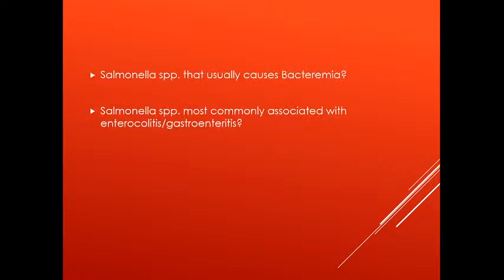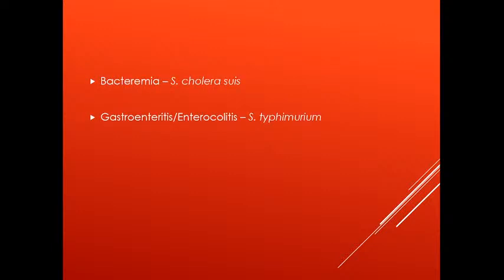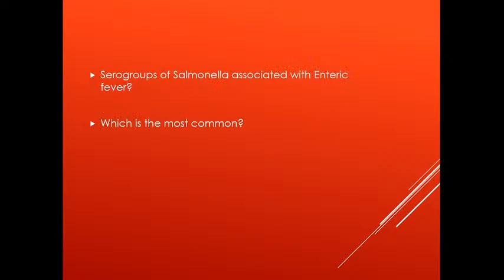Now, Salmonella species associated with bacteremia. Of course, this is Salmonella cholera suis. Salmonella species associated with enterocolitis and gastroenteritis is Salmonella typhimurium. Okay, typhimurium. So bacteremia is cholera suis, and gastroenteritis and enterocolitis include Salmonella typhimurium. Okay, now let's move on to serogroups associated with enteric fever.